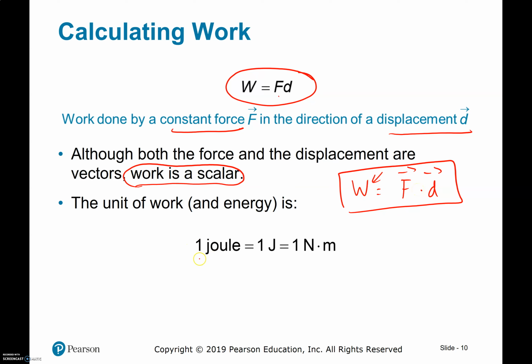So for units of energy and work, we're just going to work in joules. A joule is, well, if you have F times D, this is newtons, this is meters, so a joule is 1 newton meter.